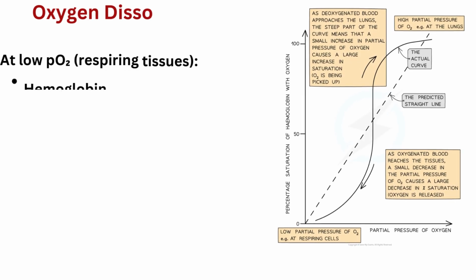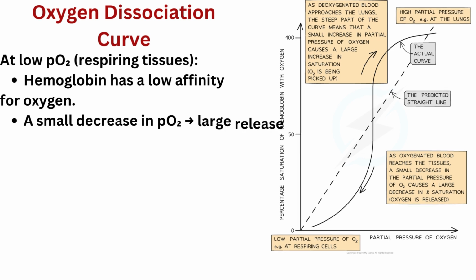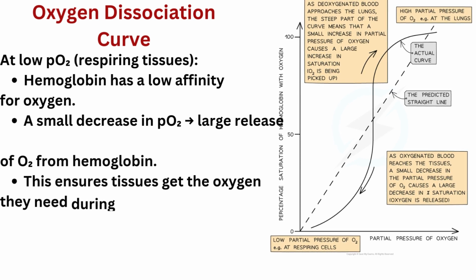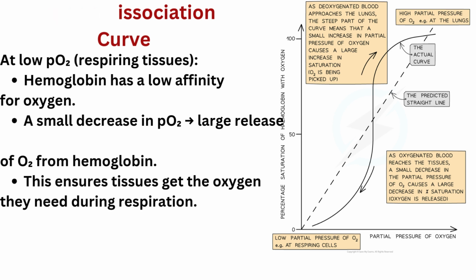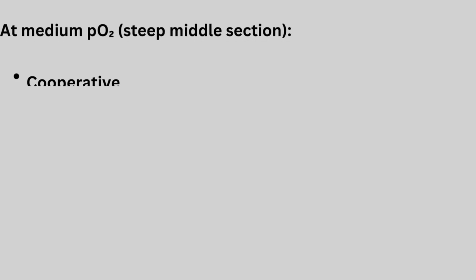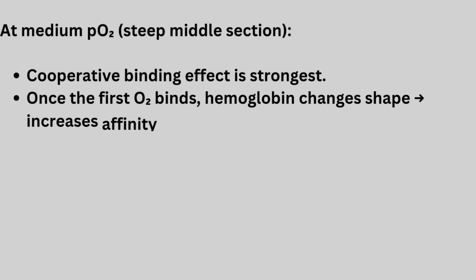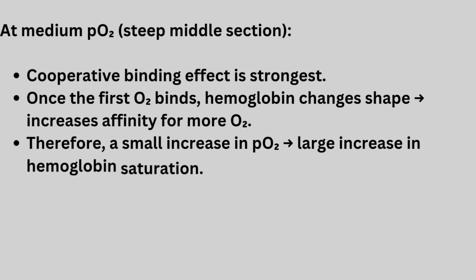Oxygen dissociation curve: at low partial pressures of oxygen, such as in respiring tissues, hemoglobin's affinity for oxygen is low. Even a small drop in PO₂ triggers a large release of oxygen, ensuring that tissues receive the oxygen they need for respiration. At medium oxygen levels, cooperative binding is strongest. When the first oxygen molecule binds, hemoglobin changes shape, increasing its affinity for more oxygen. As a result, a small rise in PO₂ causes a large increase in hemoglobin saturation.